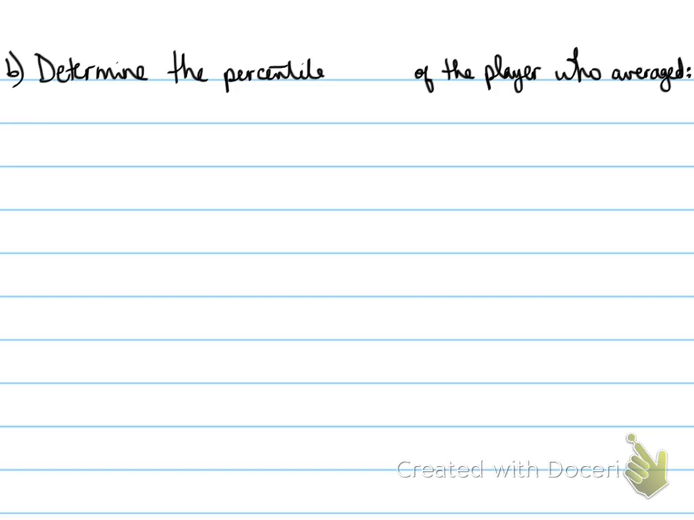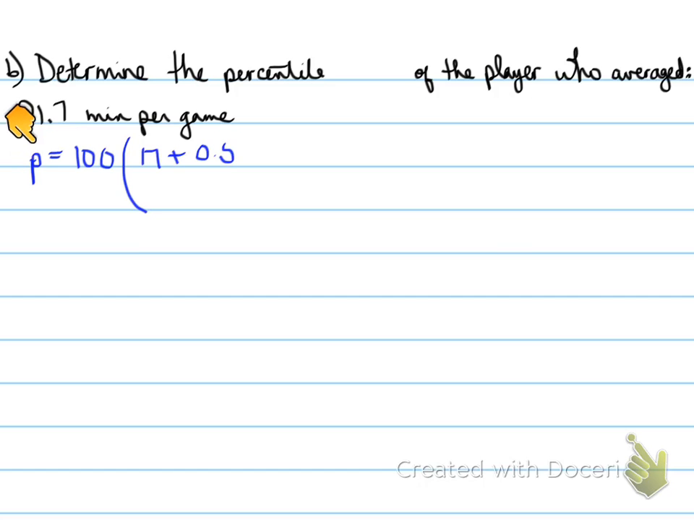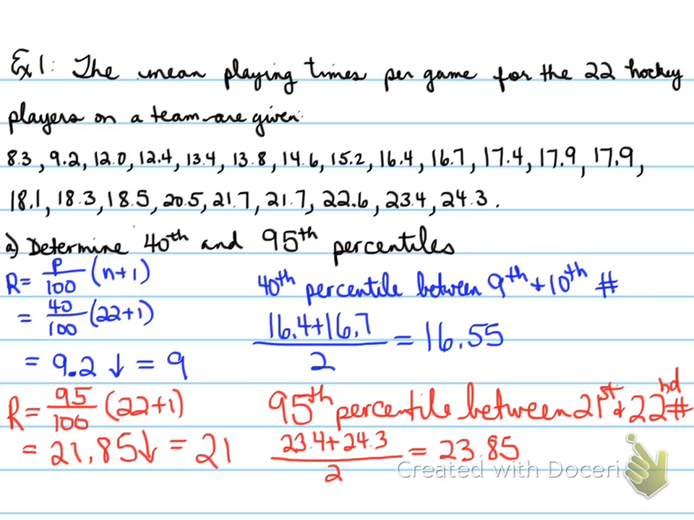All right, moving on. Part B, determine the percentile of the player who averaged 21.7 minutes per game. So we want to know what rank they fit in if they did 21.7 minutes per game. Well, I know my percentile rank is done as follows. 100 times 17 pieces of data was under 21.7. So looking back at the previous screen, we need to find out how many players were less than this value. So going back, all of these players right here were less than these values, so we count the number of values there. We also had 2 players that received 21.7.